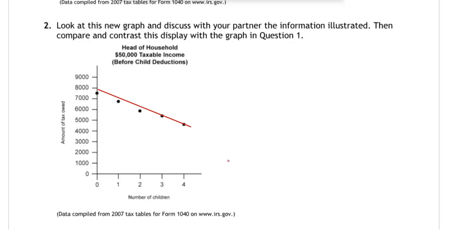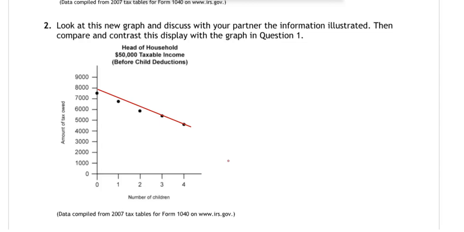The other one right here, what is this even looking at? This is saying that if I have a $50,000 taxable income as head of household, before any child deductions, as the number of children increases, the amount of tax owed decreases. If you have no kids, you should be owing about $7,500 in taxes. If you have one, it's a little bit less than 7,000, so we'll say about 6,800. If you have two, about 6,000. If you have three, about 5,200, and four would be right about 4,400.